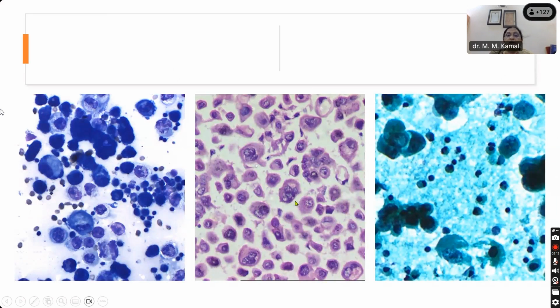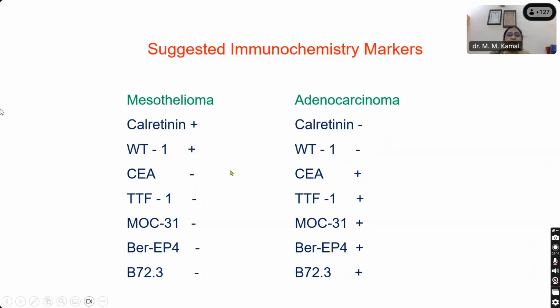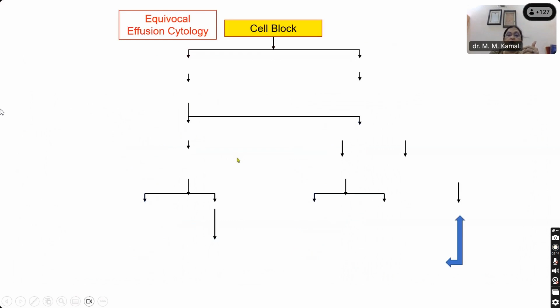Now, this is a cell block of a mesothelioma. Here you can see the clasping effect with the malignant nuclei. I think you are pretty clear. We have to choose two markers that are positive in the mesothelial cells and two markers that are negative for mesothelial cells. And that is how you can come to a conclusion. We have dealt with this.